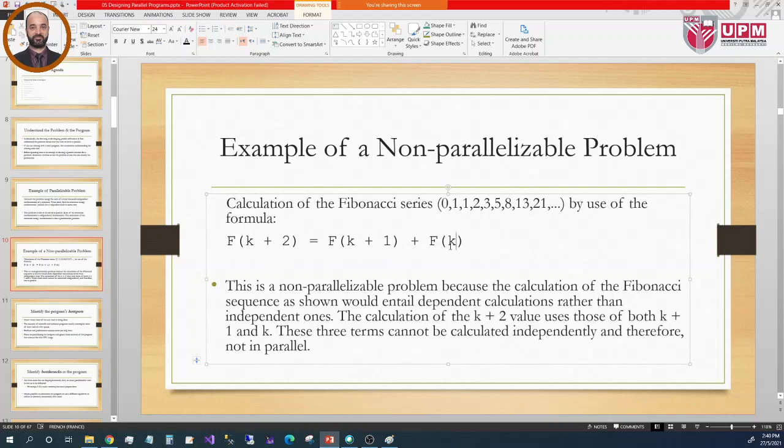Okay, what does it mean? If k, for example, is this, then k plus 1 means this item. So this item, which is fk, and this item, which is fk plus 1, when we sum them together, we will get the result of the third item, which is k plus 2. Okay, is that clear, guys?